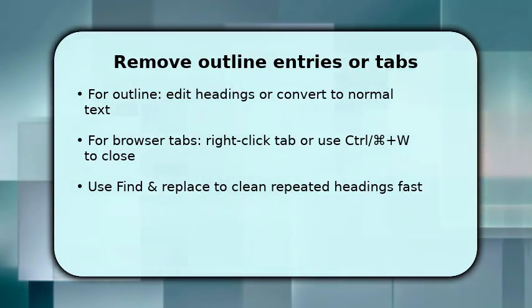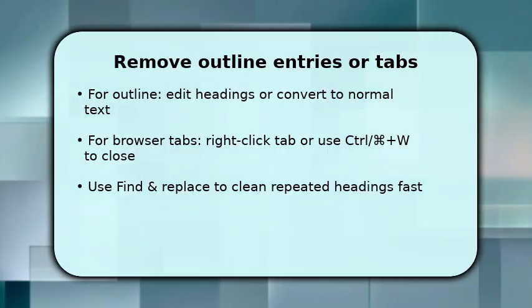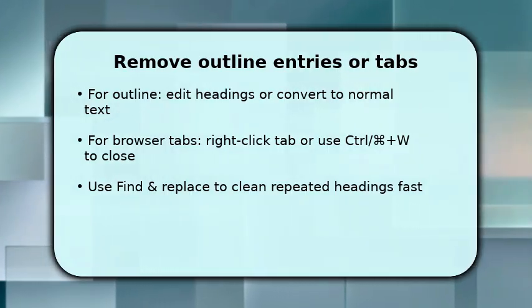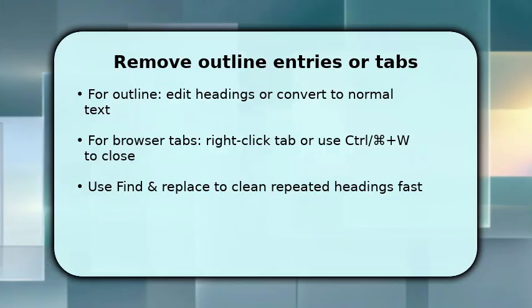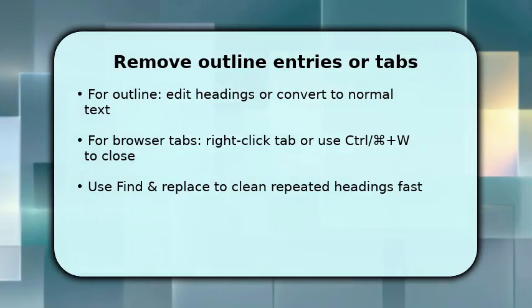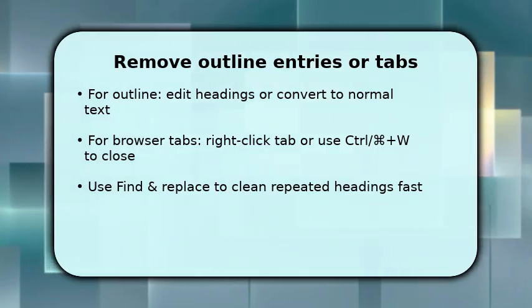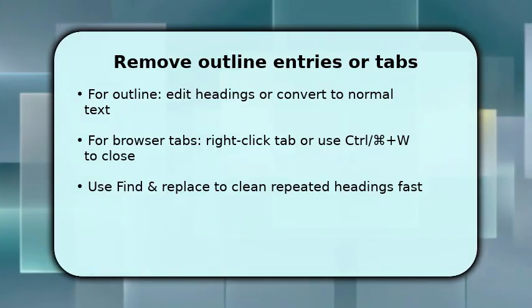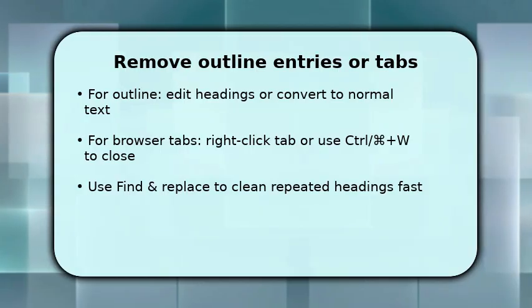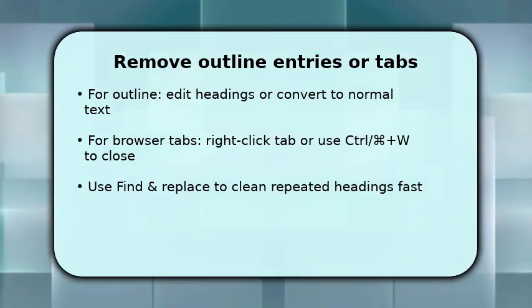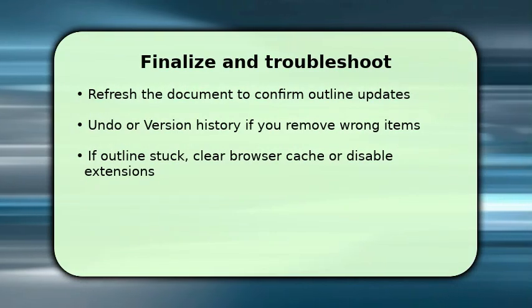The outline auto-updates. If you meant browser tabs, close them directly with the Tabs Close button or press Ctrl or Command+W to close quickly. Once you've adjusted heading styles, use Find and Replace to catch duplicate headings and convert them in bulk so they disappear from the outline. Finish by refreshing the document to confirm the outline no longer shows the removed entries.